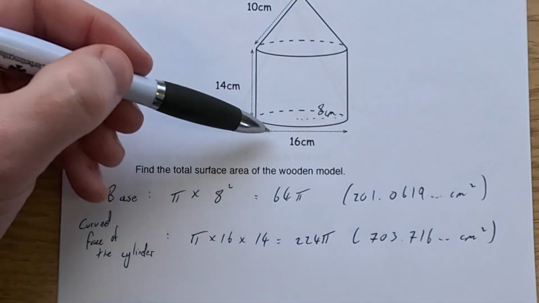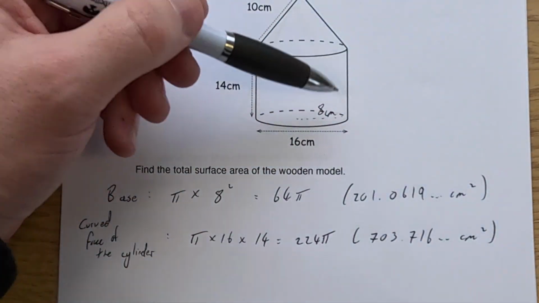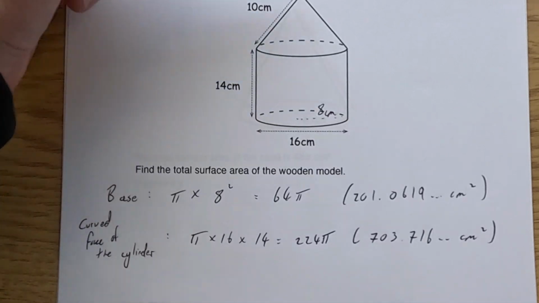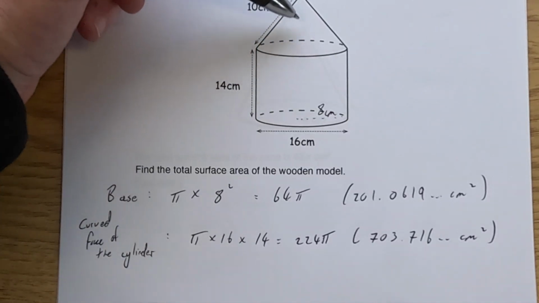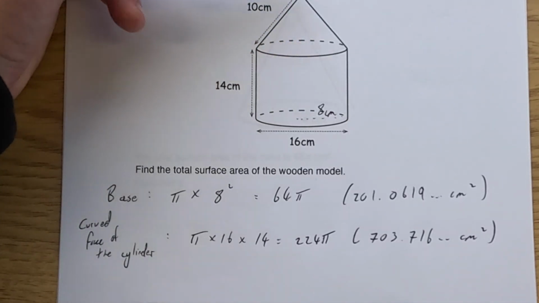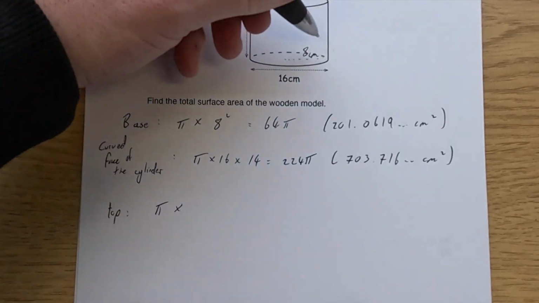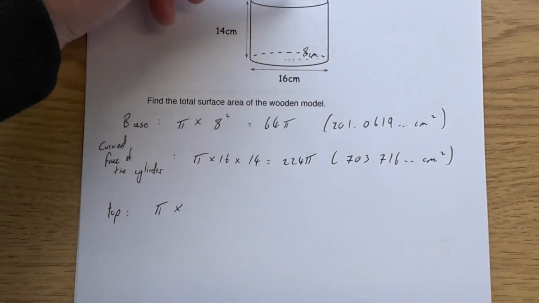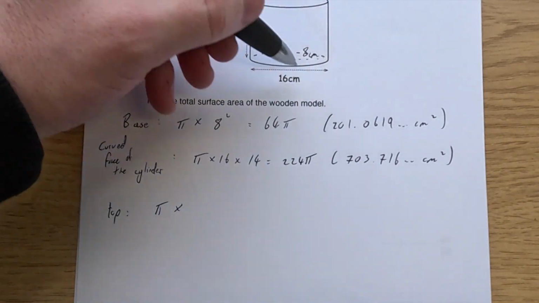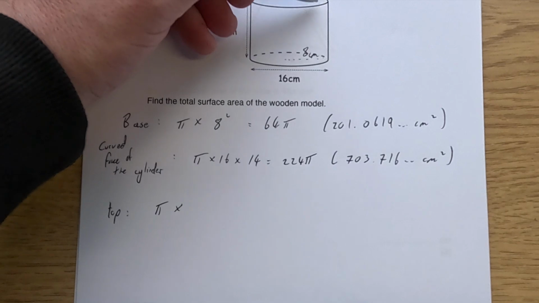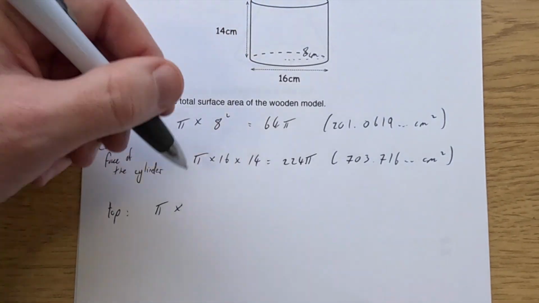So we've found the area of the base of the shape, we've found the area of the curved face of that cylinder, and now we need to find the area of the curved face of the cone, the top of the cone, which is pi RL. So let's write that down. That's pi multiplied by the radius of the base of the cone. The whole diameter is 16, like the cylinder, they join together. So that's going to be 8, so that's the radius, 8.